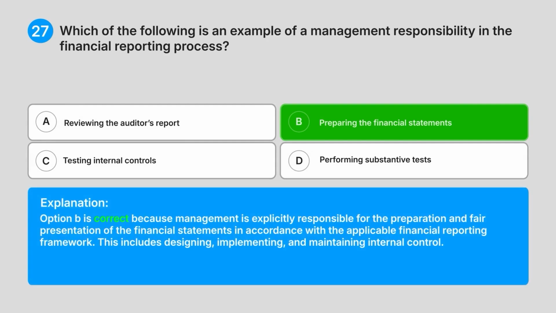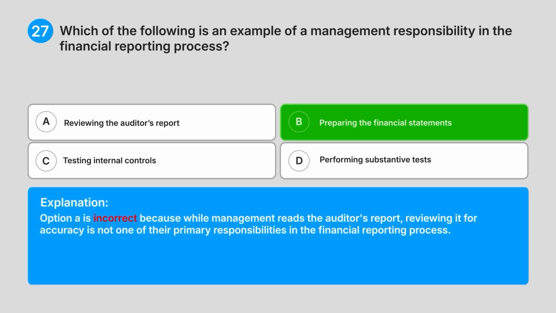Explanation: Option B is correct because management is explicitly responsible for the preparation and fair presentation of the financial statements in accordance with the applicable financial reporting framework. This includes designing, implementing, and maintaining internal control.